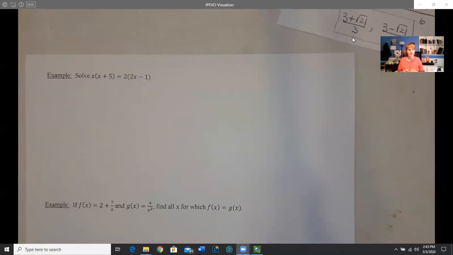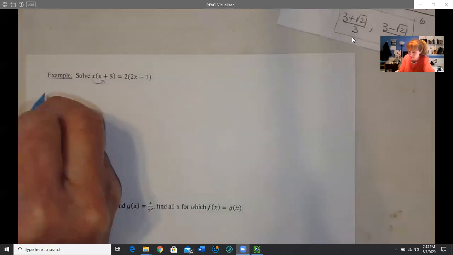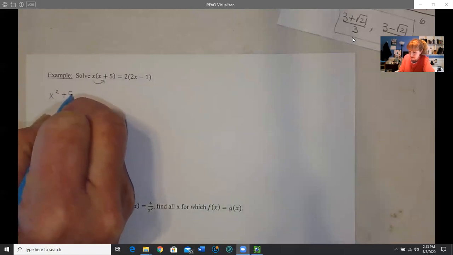So in this case, in order to solve it, we're going to go ahead and multiply everything out using the distributive property, set it equal to 0, and we'll go ahead and use the quadratic formula on it. All right, so here, multiplying this out, x squared plus 5x.